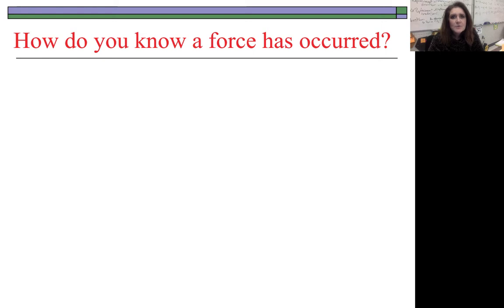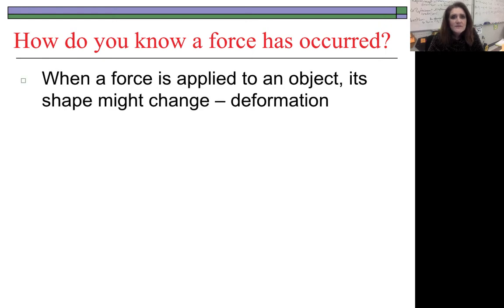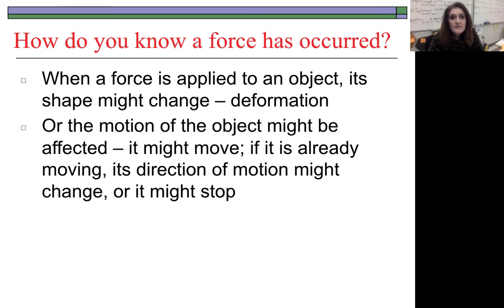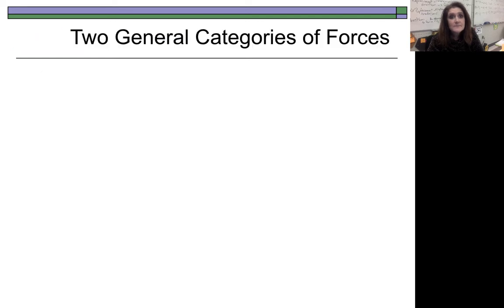So how do you know a force has occurred? Well, a force is applied to an object. Its shape might change. That's called deformation. Or the motion of the object might be affected. It might move, but if it's already moving, its direction might shift, or it might be stopped.